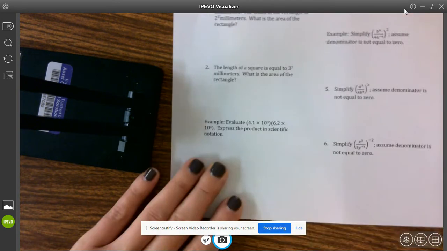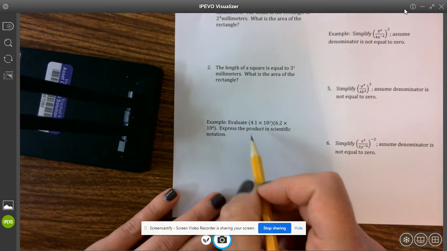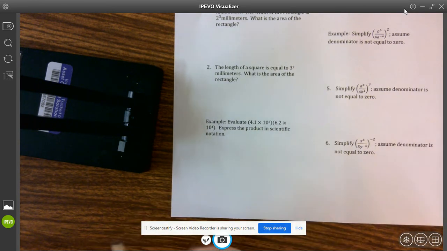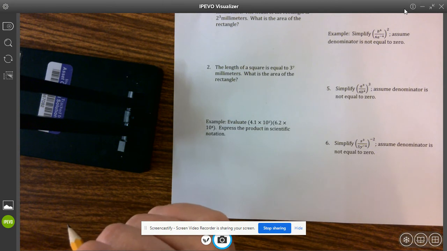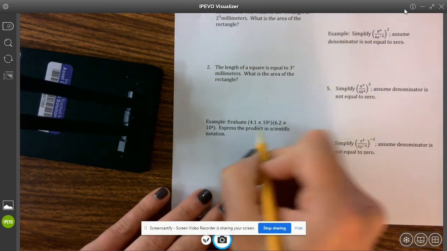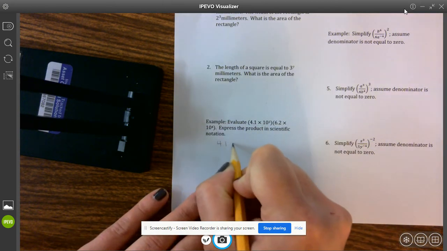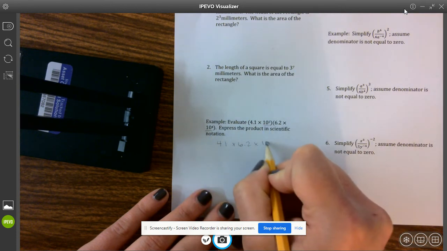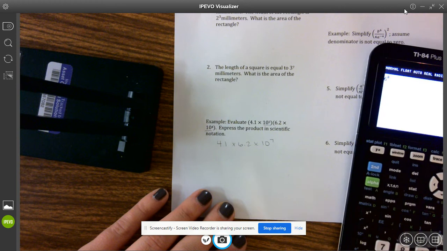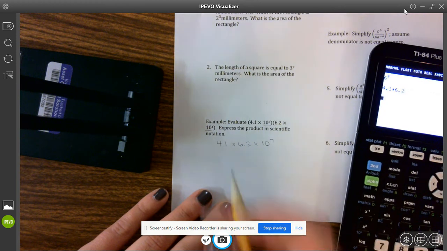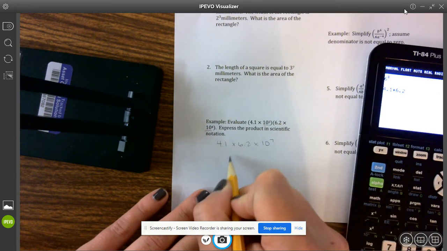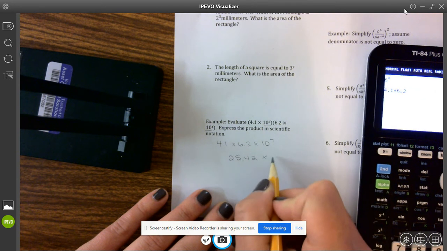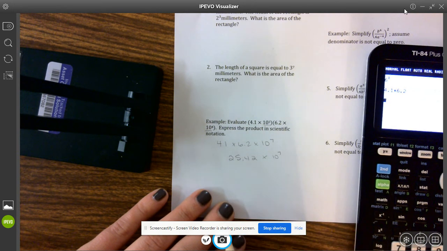Next example. Evaluate, meaning simplify. 4.1 times 10 to the third times the quantity 6.2 times 10 to the fourth. Express the product in scientific notation. So we have 4.1 times 6.2 times 10, it's all being multiplied, to the seventh. So 4.1 times 6.2, that's 25.42 times 10 to the seventh.